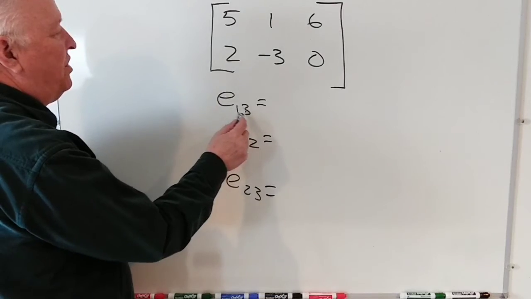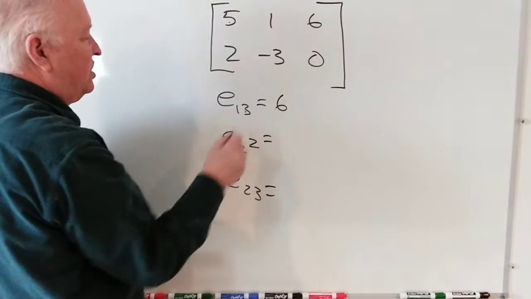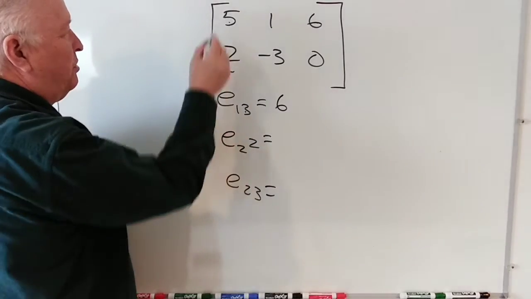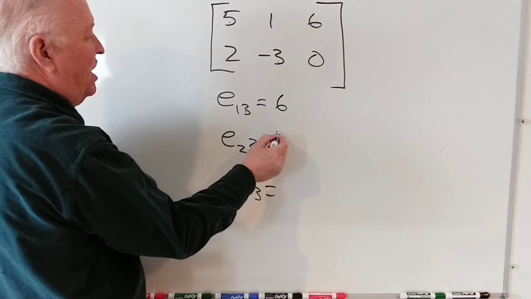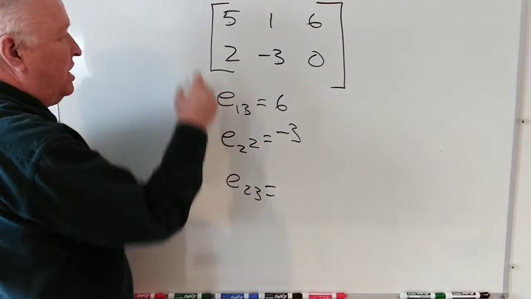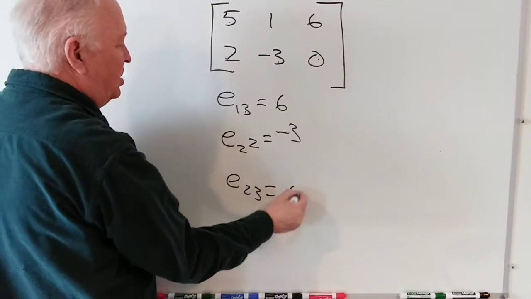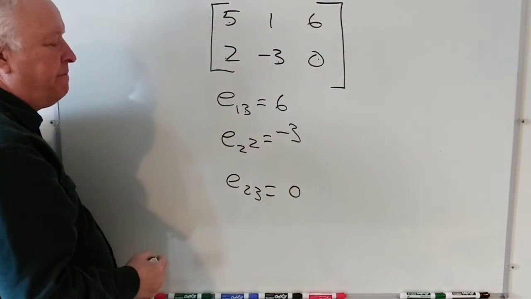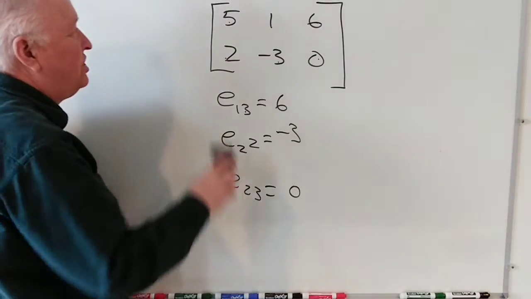Element 1, 3 would be first row, third column, so that's 6. Element 2, 2 would be second row, second column, so that would be -3. And element 2, 3 would be second row, third column, which would be 0. If you got those, you have an idea of the elements.